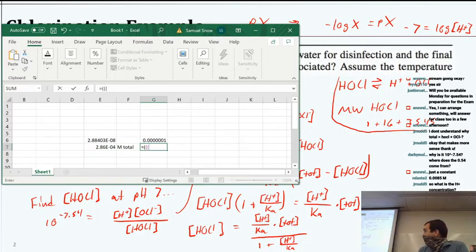So what I'm going to do then is, I've got the pH solved right there. Go ahead and divide that by the equilibrium constant that I've got there. Multiply that by the total, which I solved there. All that divided by 1 plus, again, the H plus divided by the KA again. Alright, so that should give us 2.22 times 10 to the minus 4.